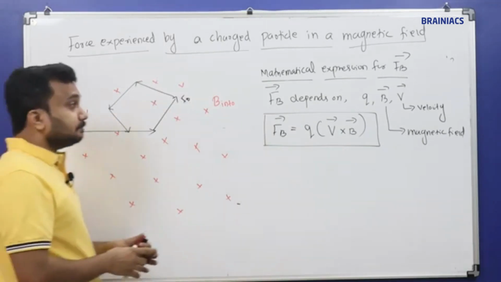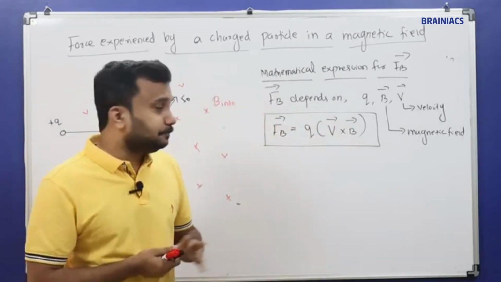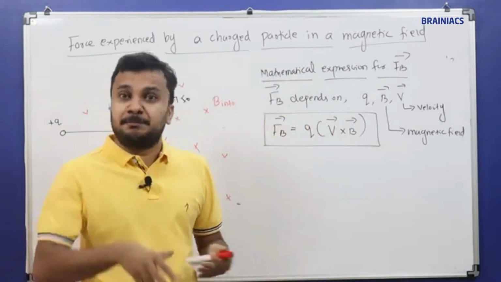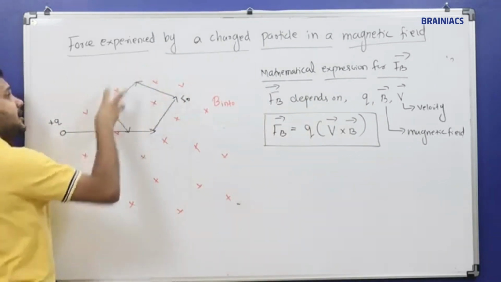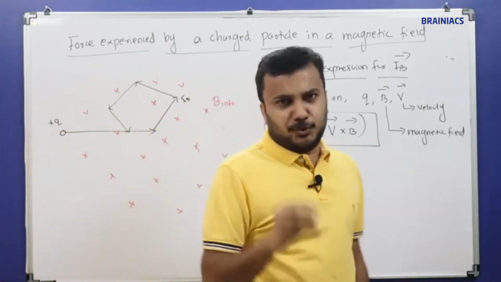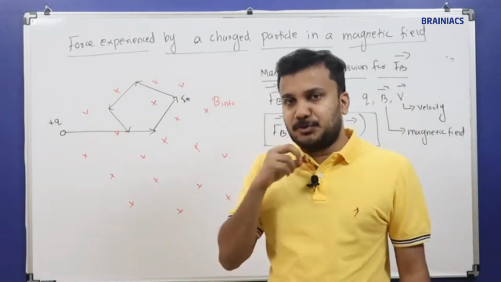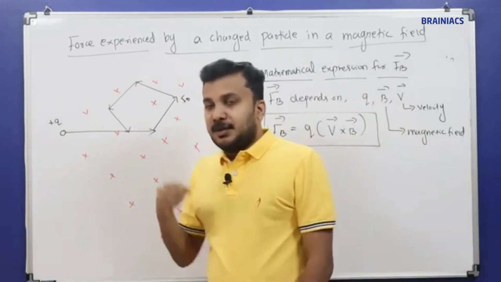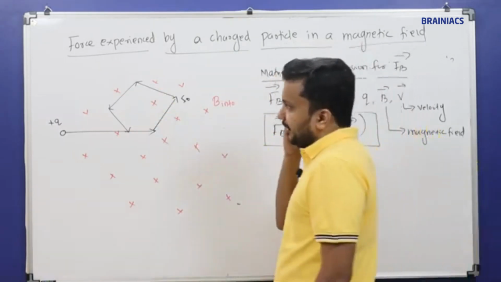Now FB is a magnetic force. FB is equal to Q into V cross B. Because of this force, the charged particle is undergoing what type of motion? Circular motion. In circular motion, which you learn about in laws of motion, two forces exist. If it is outside, it is called centrifugal. If it is inside, it is called centripetal.